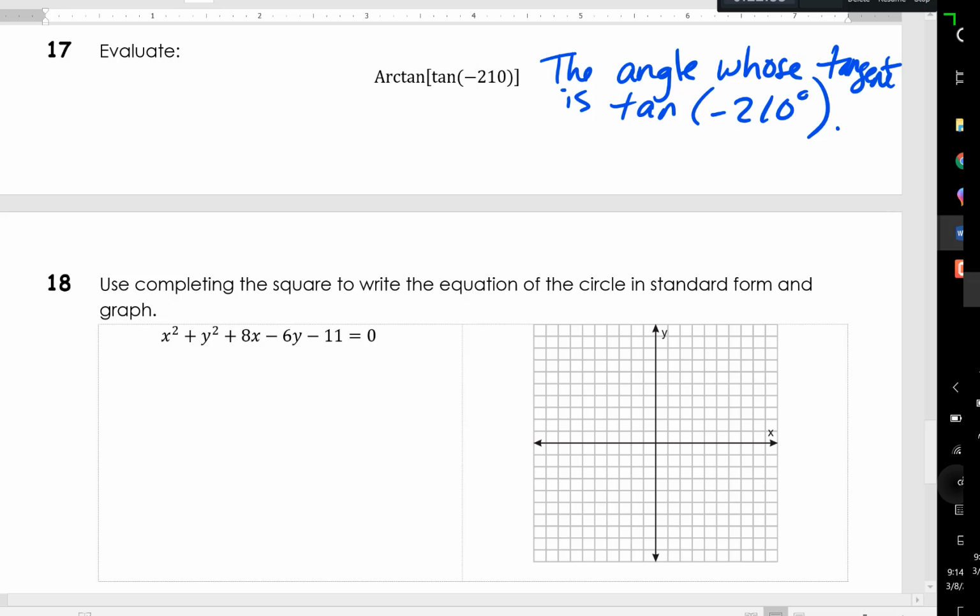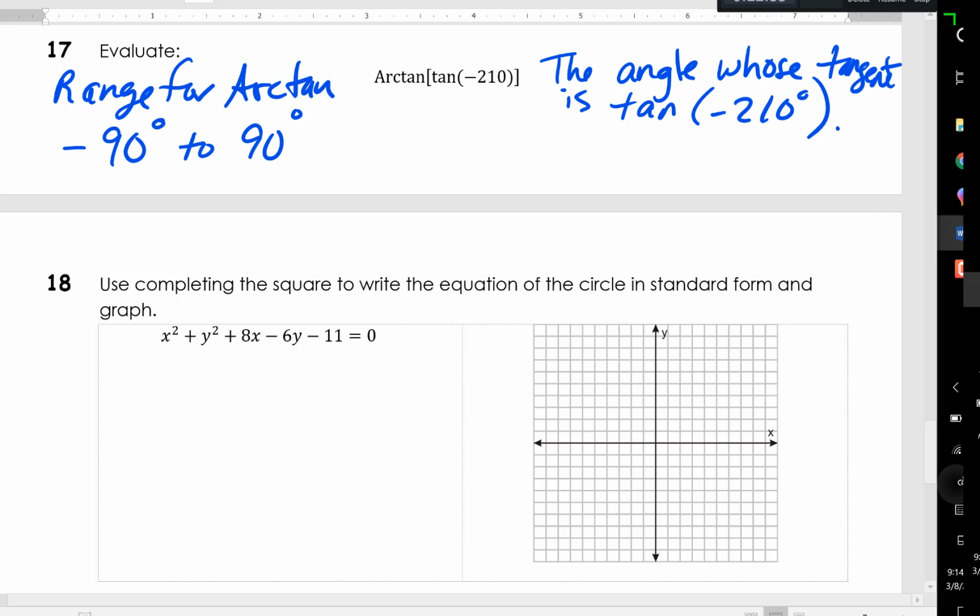So you would think, okay, well, that's negative 210, but it's not, because the range for capital A arctan is a very specific group of numbers. The range for arctan is only the numbers negative 90 to positive 90. You have to have answers between those two specific numbers. You can't have any other numbers for your answer. All right, so if you have any number for your answer that's not between negative 90 and 90, that's not correct. For capital A arctan, this is the range.